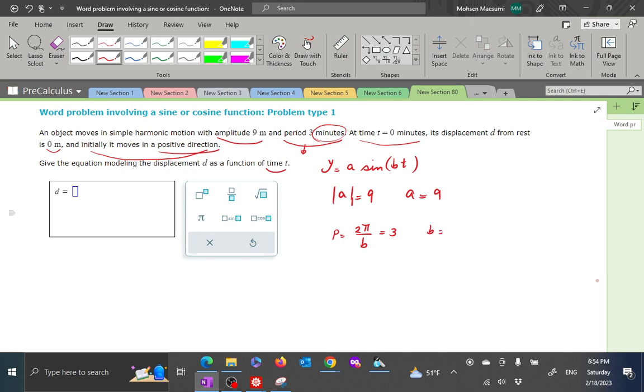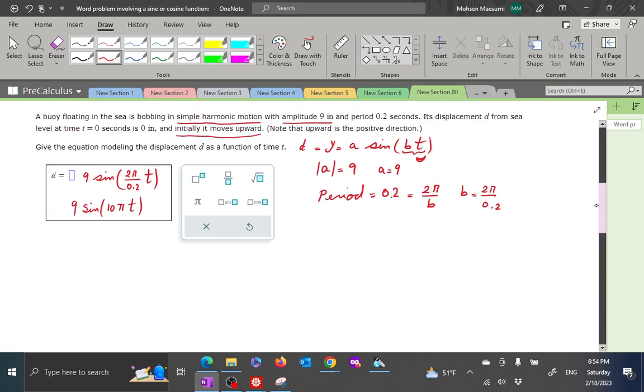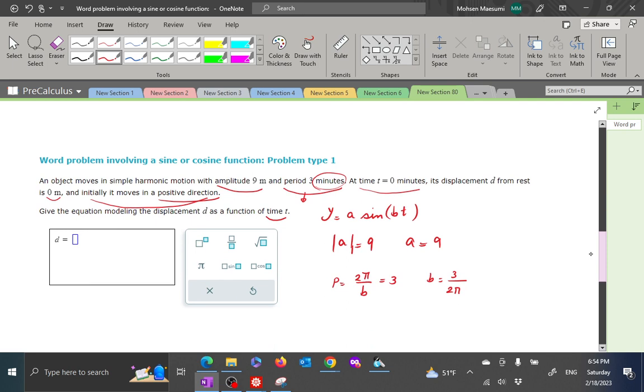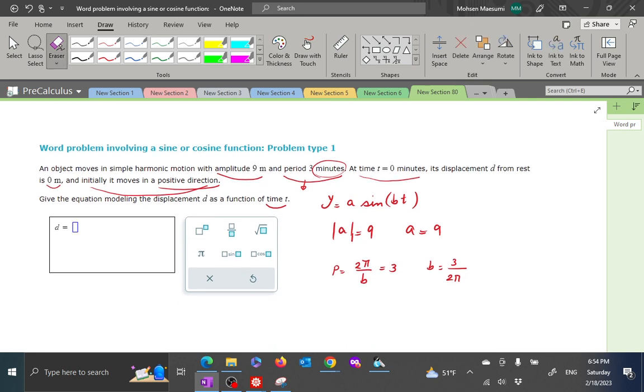So b is going to be 3 divided by 2 pi. Let me see if I made a mistake here. Excuse me, I made a mistake. So b is 2 pi over 3. Sorry for that mistake, and then we are all done. So this is 9 sine of 2 pi over 3 t.